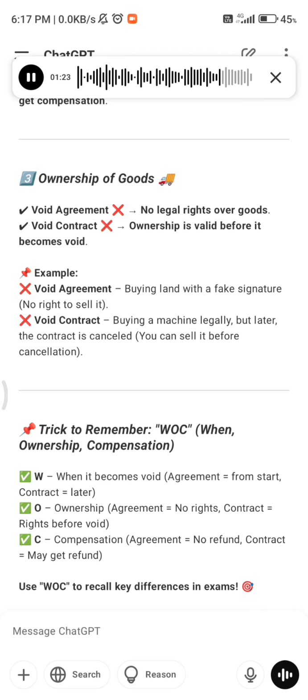Trick to remember: WOC. W, when it becomes void: agreement from start, contract later. O, ownership: agreement equals no rights, contract has rights before void. C, compensation: agreement equals no refund, contract may get refund. Use WOC to recall key differences in exams.